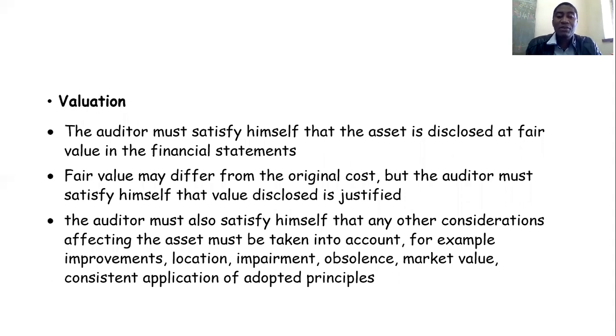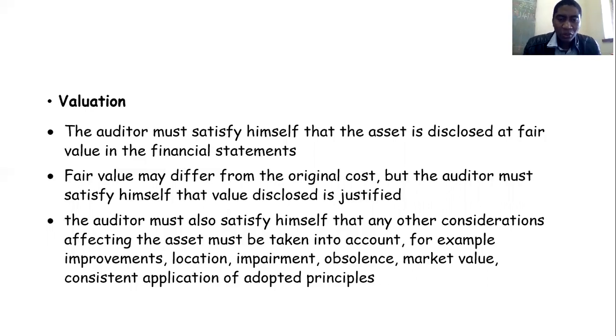Valuation. The auditor must satisfy himself that the asset is disclosed at fair value in the financial statements. Fair value may differ from the original cost, but the auditor must satisfy himself that the value disclosed is justified. Why is that? Why are we saying the fair value is different from original cost? Because the asset may have appreciated or depreciated in value.